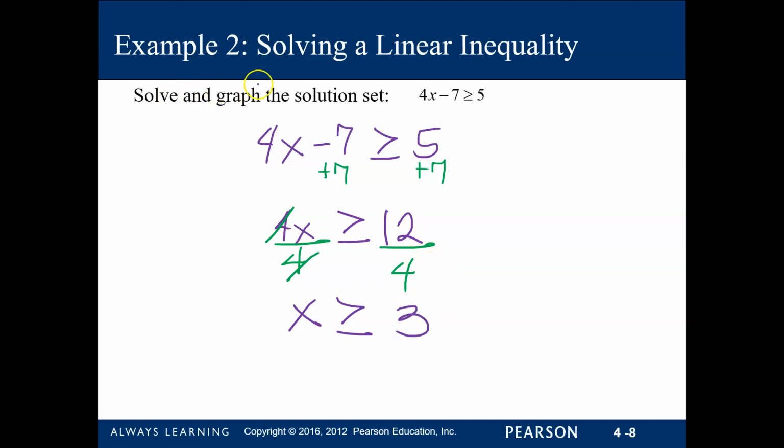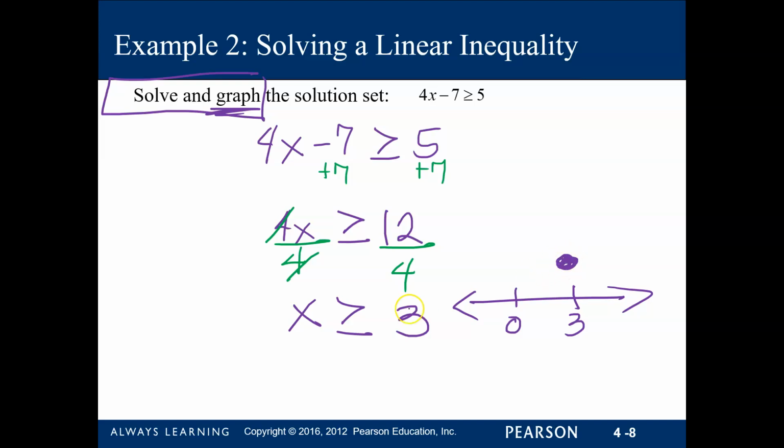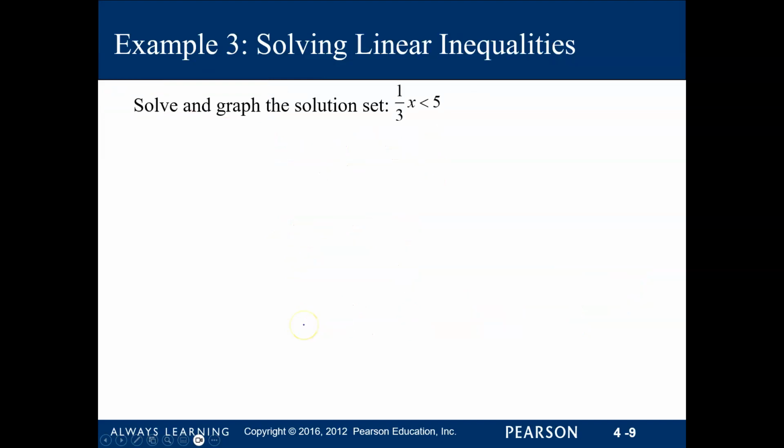Now, if you read the question, it says here, solve and graph. So, of course, if you're going to show your graph, always start from 0. And then this is your 3. Is it a solid or hollow dot on 3? It's going to be a solid because of the equal to symbol. So you have a solid dot on 3, and it is going to be pointing to the right.